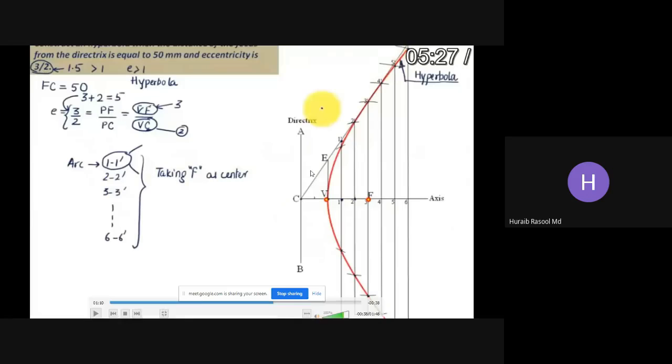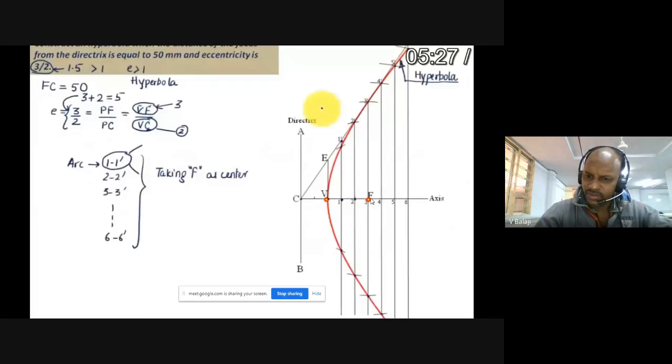Move 3 points away from the focus. Very good. That is a very important difference. And the same, VF equal to VE again. That is the first important difference. Can you identify any other differences? Actually, that is the engineering way of thinking.